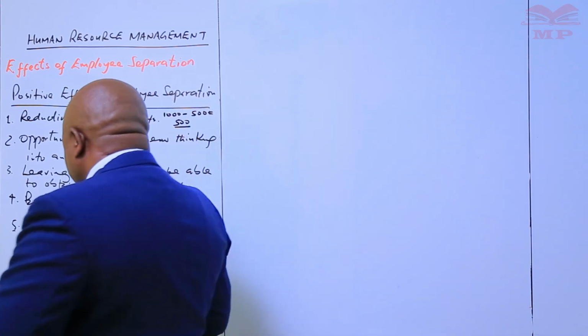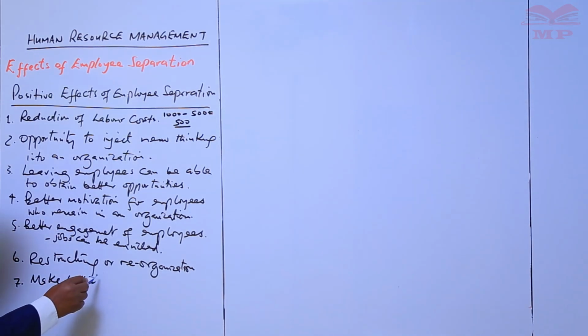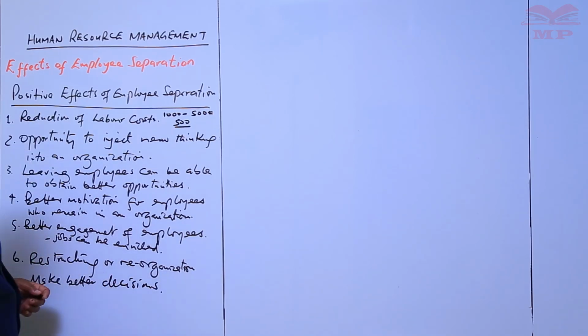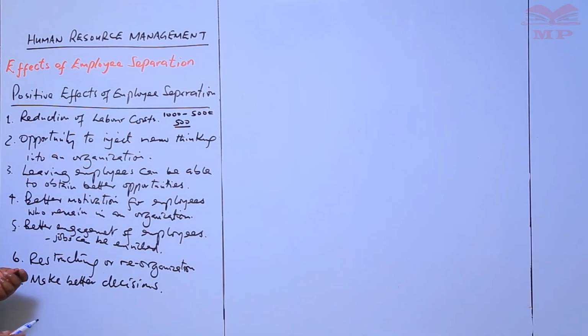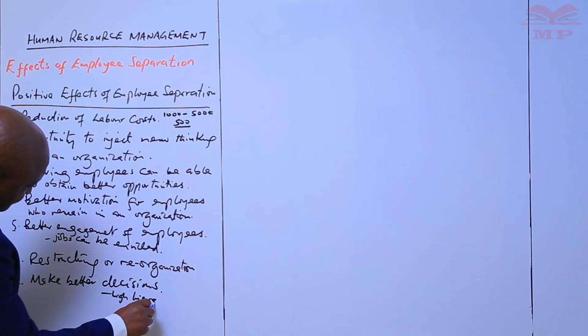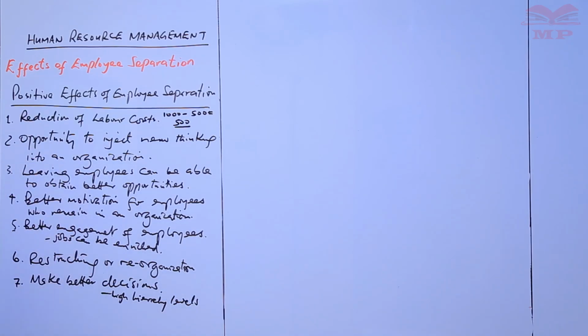And also, when separation takes place, an organization can make better decisions, because you might have been wanting to make certain decisions, but when you have all these kind of workers, sometimes it may not be possible, sometimes even due to the high hierarchy levels. So with a maybe shorter organization, because of restructuring, better decisions can be made within a given working environment.